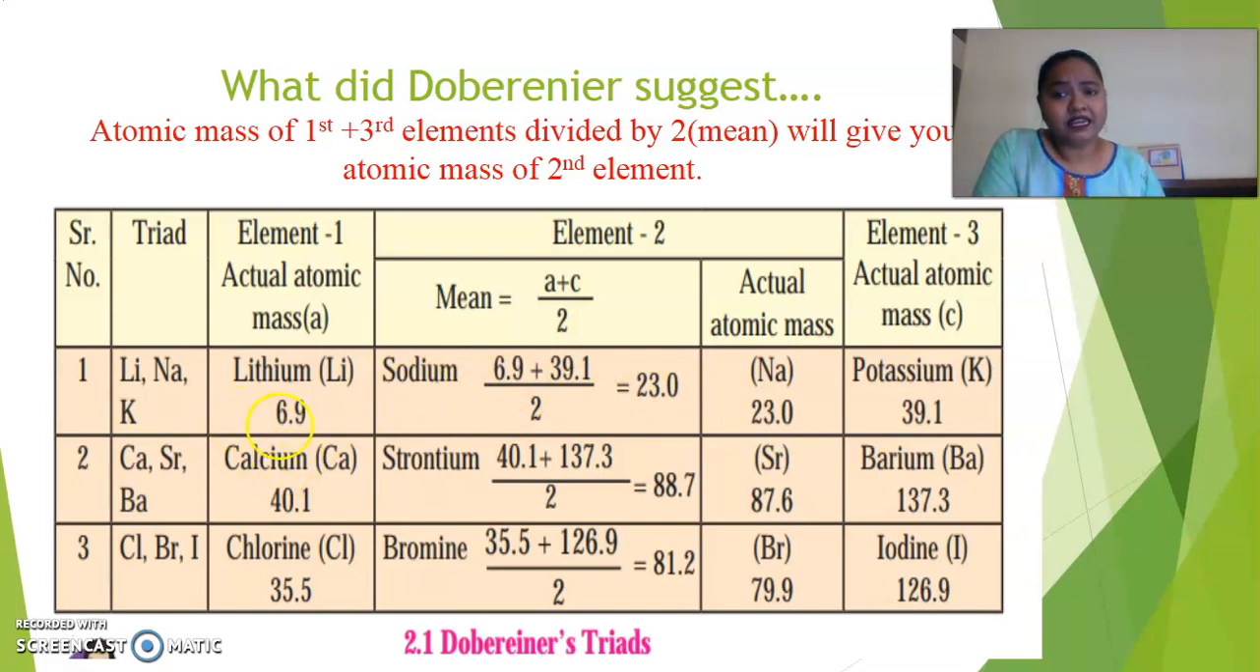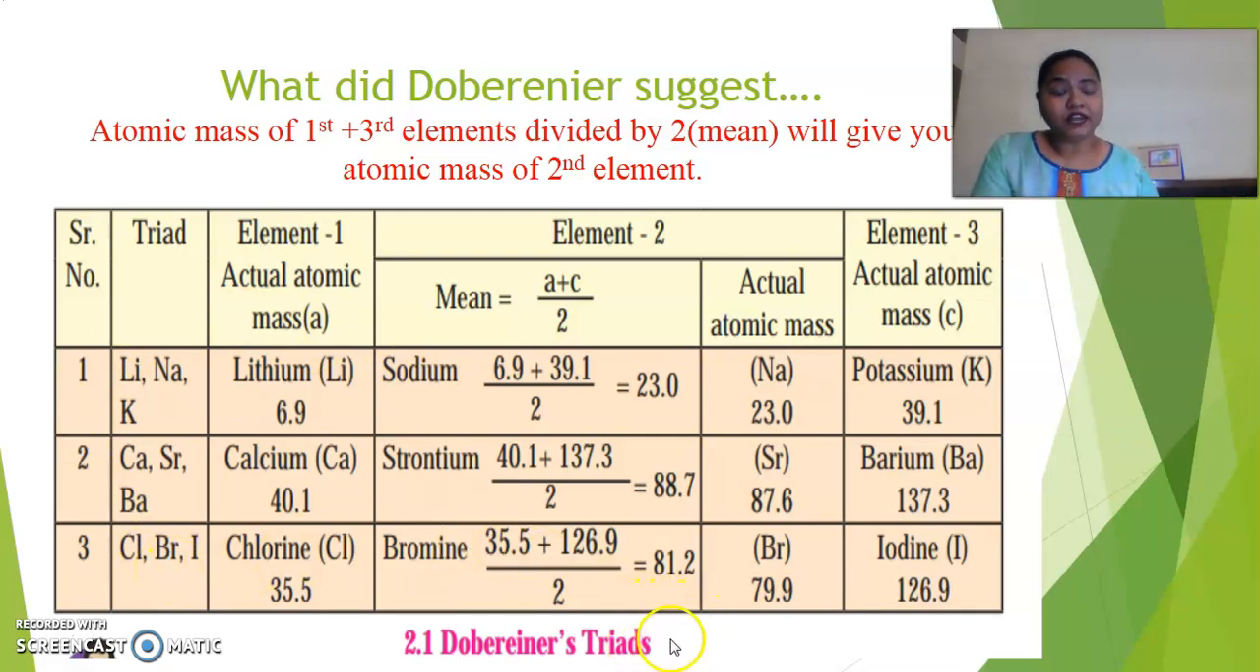Similarly, in calcium, strontium and barium, again we see the same thing. When the mean of the atomic mass of calcium and barium is taken out, the answer is approximately similar to the atomic mass of strontium, which is the middle or the second element. The similar thing is found in the third triad also.